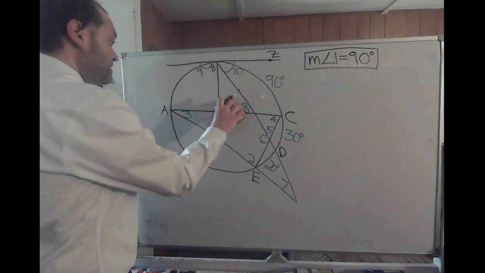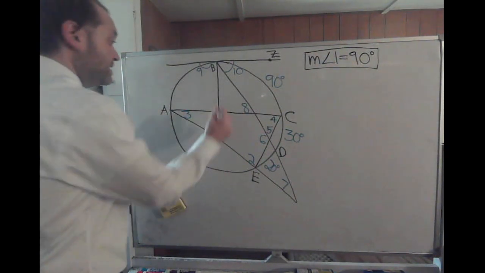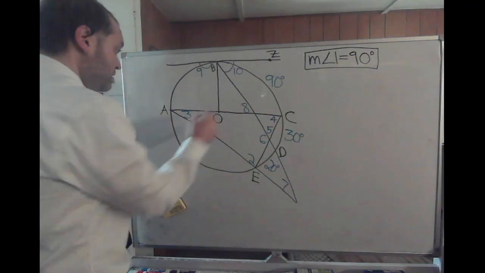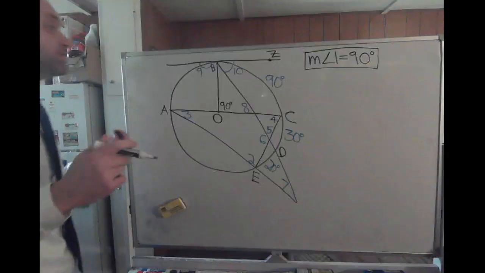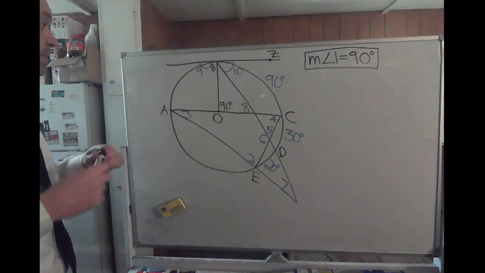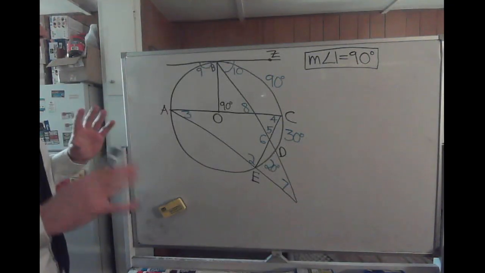In fact, as we solve these, why don't we fill these in? It's going to help us. So the measure of angle 1 is 90 degrees. We've solved for that. So what else do we have here?